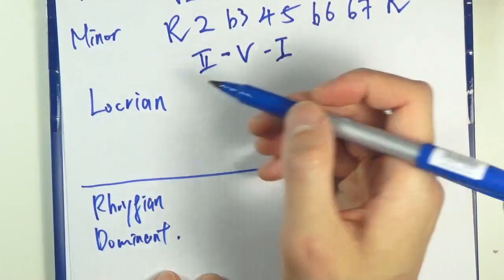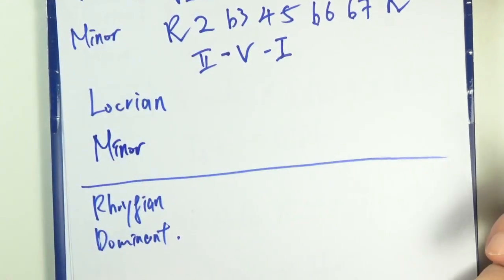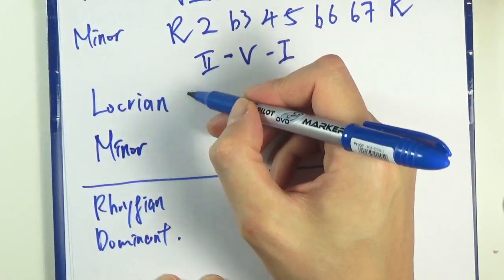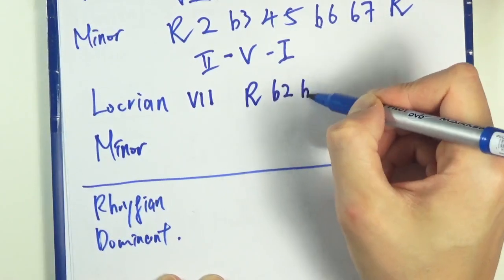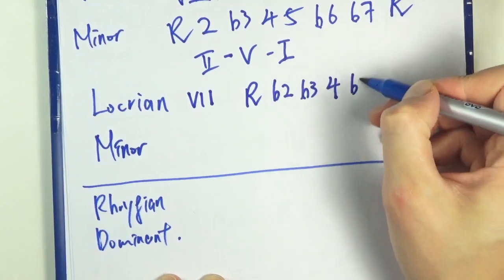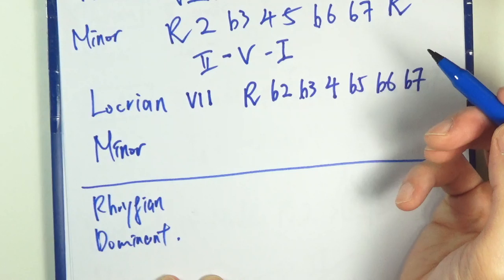Okay, finally. Not finally, the second last. Locrian. Minor sound, okay. And it's the 7th mode. Formula would be root, flat 2, flat 3, perfect 4, flat 5, flat 6, flat 7.